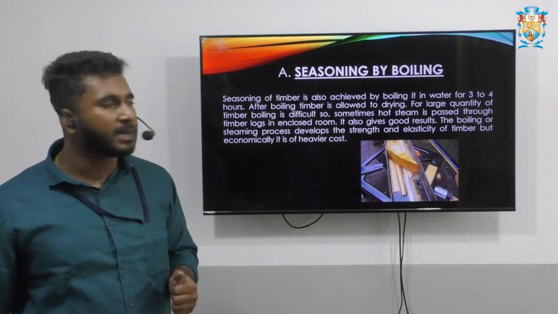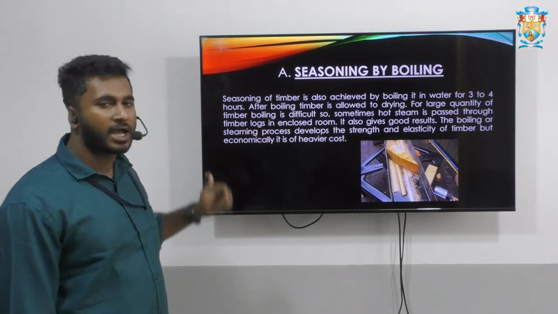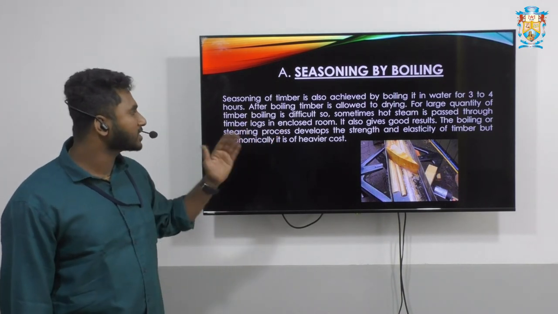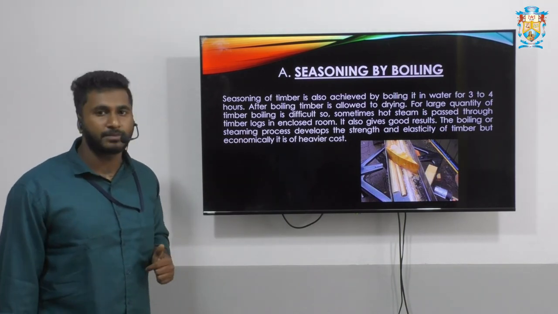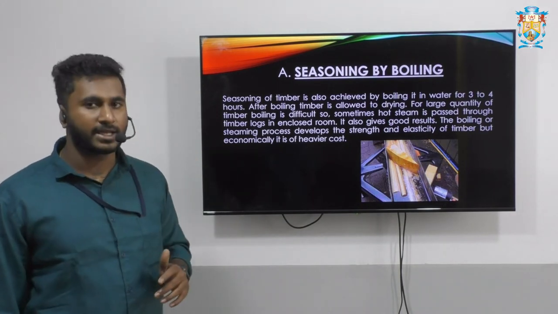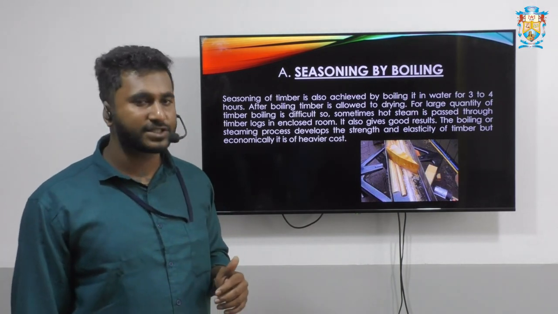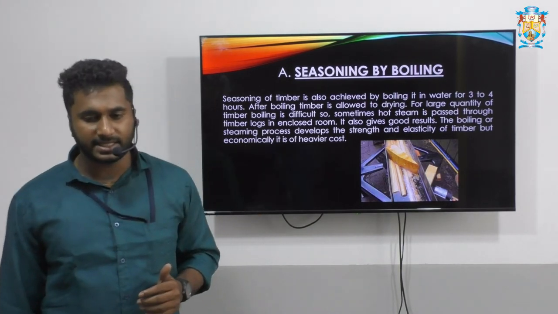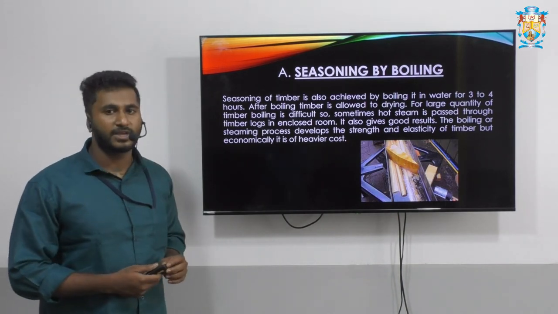Seasoning of timber is also achieved by boiling it in water for 3 to 4 hours. After boiling, the timber is allowed to dry. For a large quantity of timber, boiling is difficult, so sometimes hot steam is passed through the timber logs enclosed in a room. It also gives a good result. The boiling steam process develops the strength and elasticity of the timber, but economically it is of heavier cost.